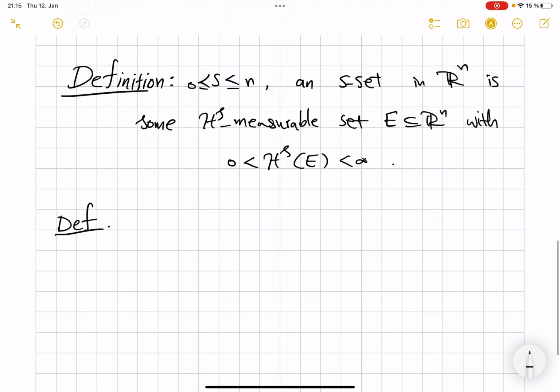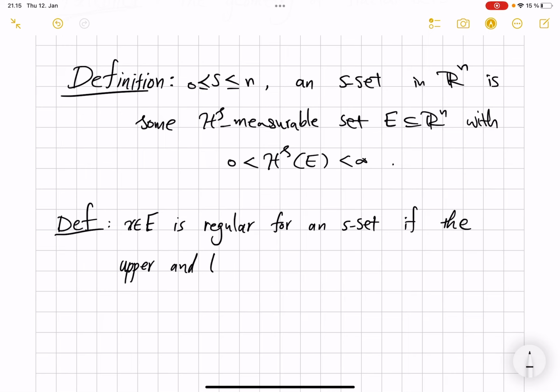Then it follows by the definition of regular points of a set. So x in E is regular for an S set if the upper and lower S densities defined above both equal the value of 1.